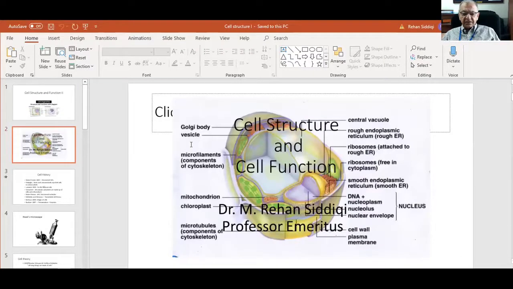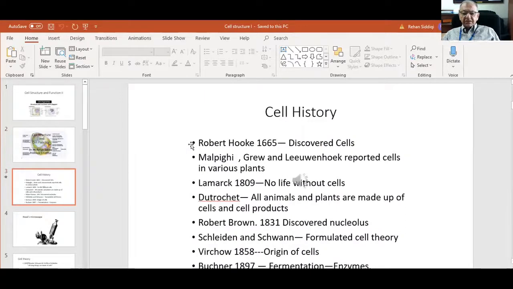The first slide here shows the ultrastructure of cell, and we are going to talk about the various parts of the cell. But before we do that, let me start with the history of cell biology. When we talk about the cell history, there are several names that you are supposed to learn. The first one is very important, and this is called Robert Hooke.